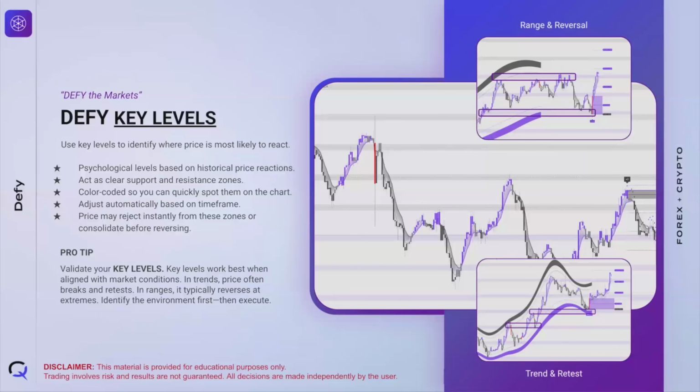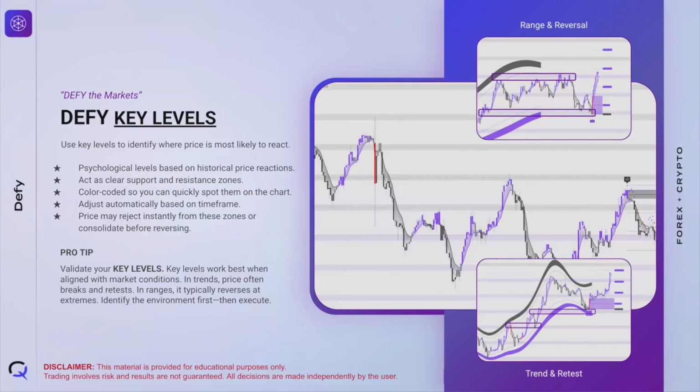Now, the entire purpose of the key levels is to use them to identify where price is more likely to react. As we stated, the key levels are psychological levels based on historical price action. We took the entire history of the market, and time frame by time frame, we looked at the pip interval on where price is more likely to reverse. And we did that, and we ended up creating these psychological key levels.